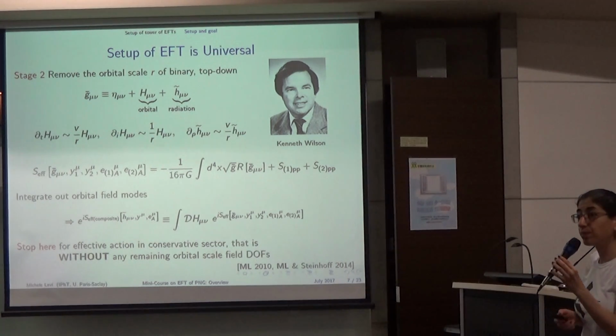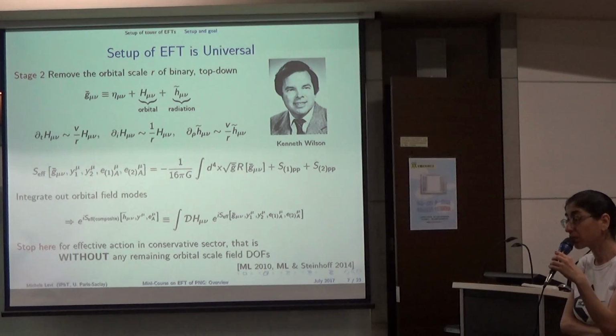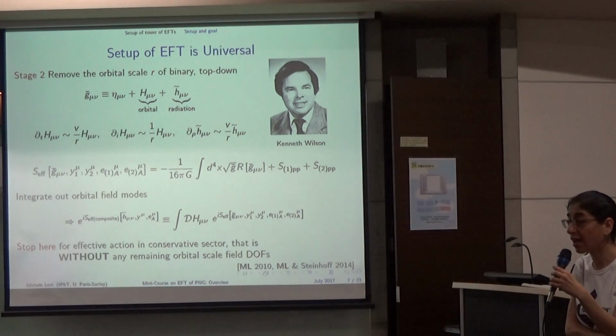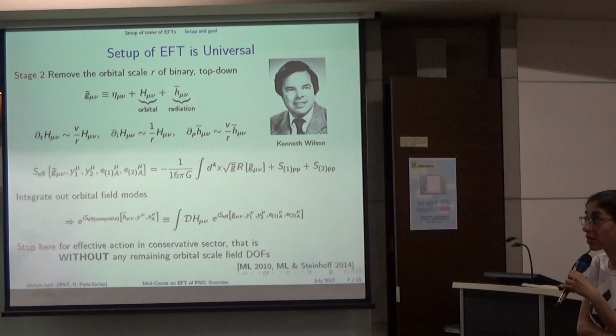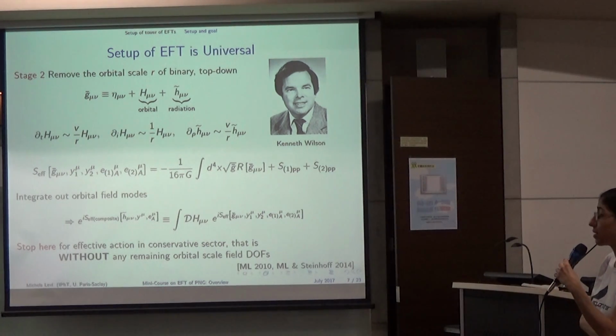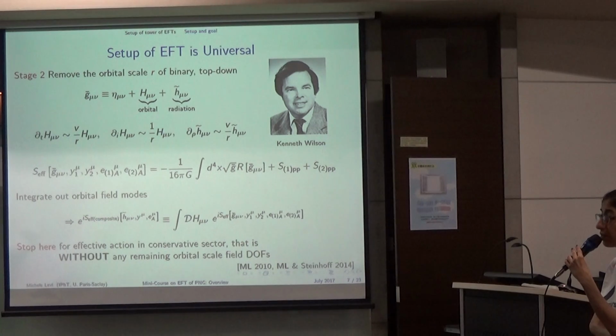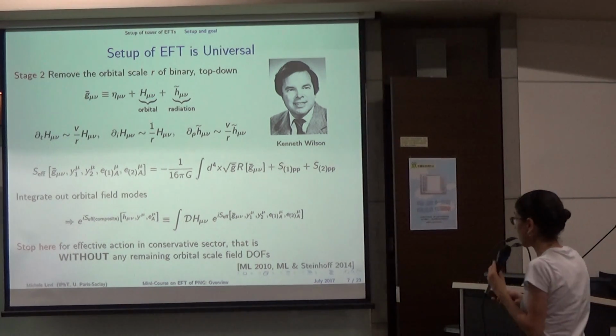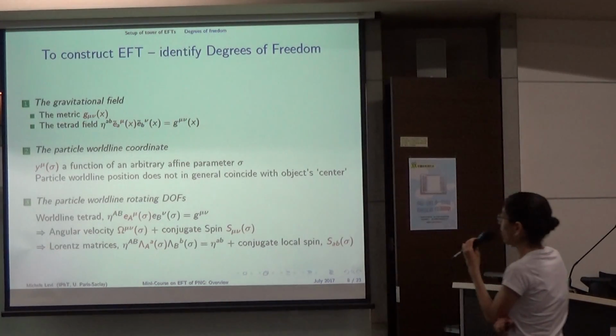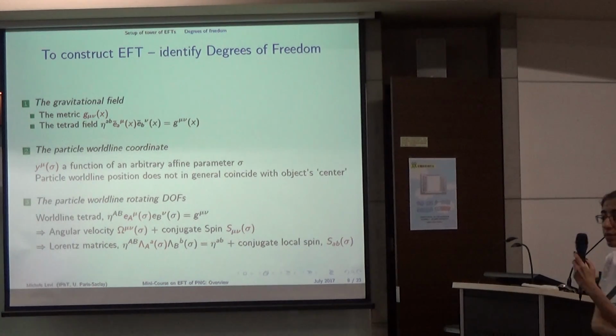Sorry, does the final action still have any orbital variables in it? It shouldn't have. Because when you compute, you should do some gauge fixing along the way.